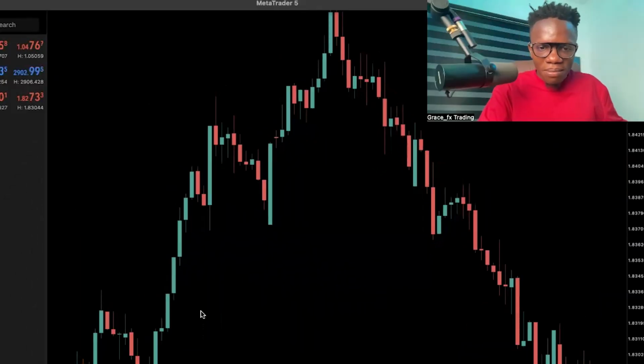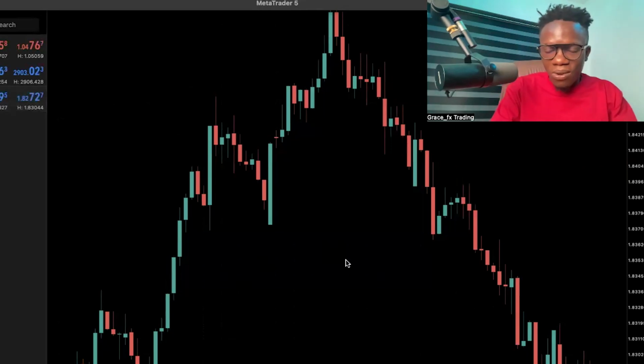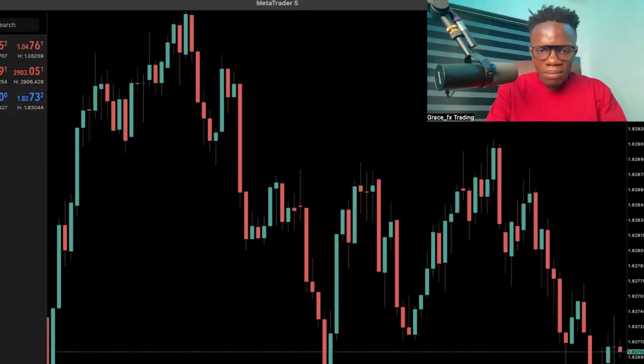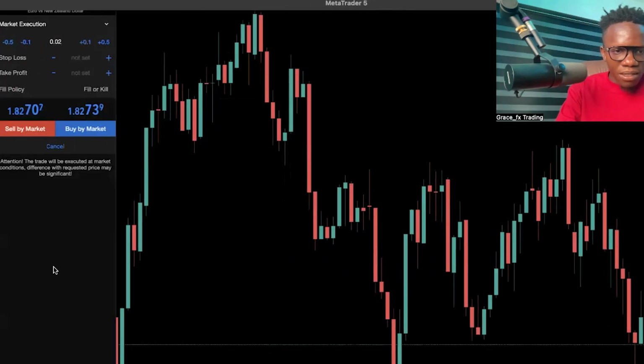So I think this is EURNZD. So far, so good. This is the current one I think we can take a trade on right now, and we are going to use the 5 minutes time frame. Okay, I'm going to place my first trade. I'm going to use 0.02 size.